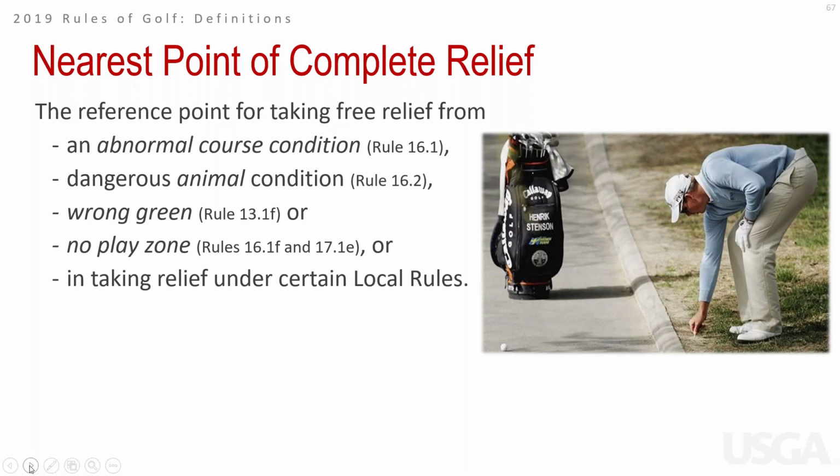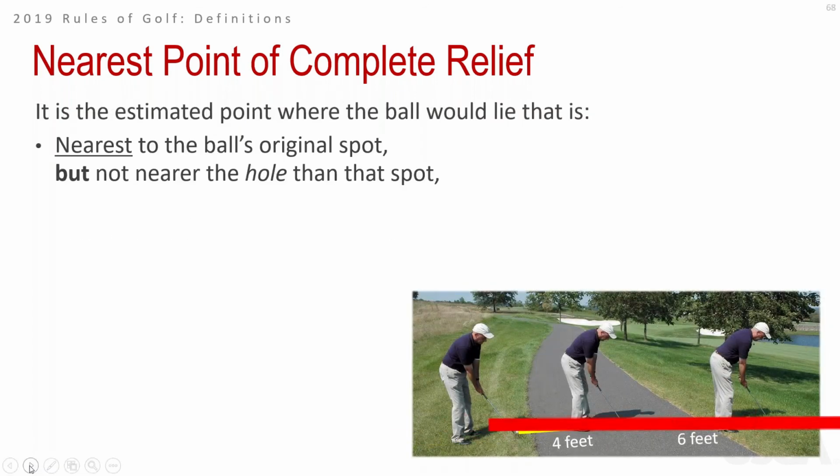But one of the ones that I know that you don't get complete relief from is an unplayable lie. Unfortunately, I've heard of people giving complete relief from that, and I'm not sure how that could be defined. But a nearest point of complete relief is an estimated point where the ball would lie that is nearest to the ball's original spot, but not nearer the hole.